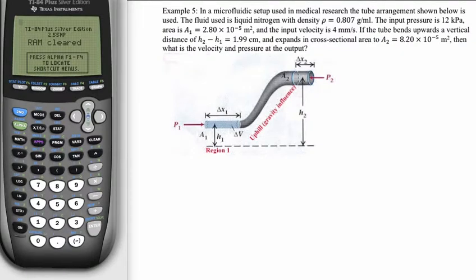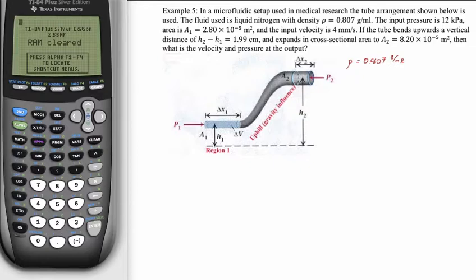Okay, in this example, we're going to look at the flow of an incompressible fluid in a pipe. We were told this is a microfluidic setup, so all the dimensions are going to be small. The fluid is liquid nitrogen, and we're given its density: 0.807 grams per milliliter. We want to consider if we need to convert that, because we want it in kilograms per cubic meter. We'll give that consideration in a moment.